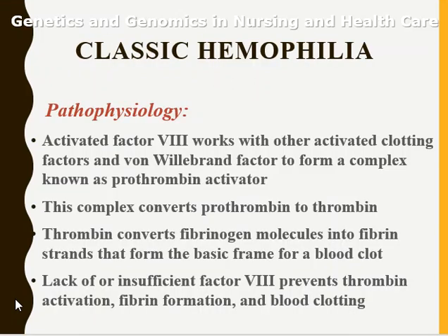So activated factor VIII works with other activated clotting factors and von Willebrand factor to form a complex known as prothrombin activator. That complex converts prothrombin to thrombin, and thrombin converts fibrinogen molecules into fibrin strands, and that forms the base frame for a blood clot. The lack of or insufficient factor VIII prevents that thrombin activation, fibrin formation, and blood clotting.